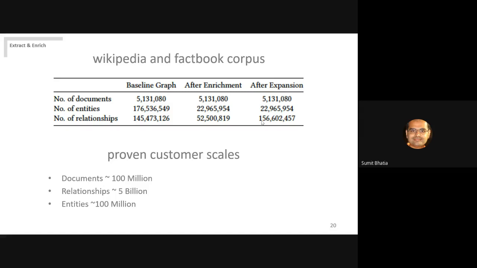So the same approach we actually deployed and used for multiple customers of IBM. The largest customer was the government's federal client, and there they had a huge amount of data, almost 100 million intelligence reports, news articles, and other internal reports, and we could create a graph of up to 100 million entities and up to 5 billion relationships, which is quite a big graph for a single customer.